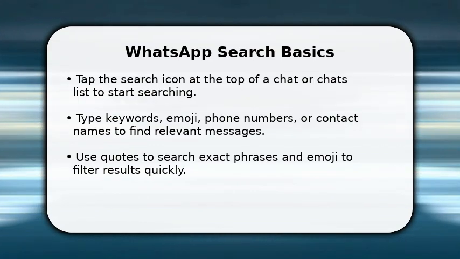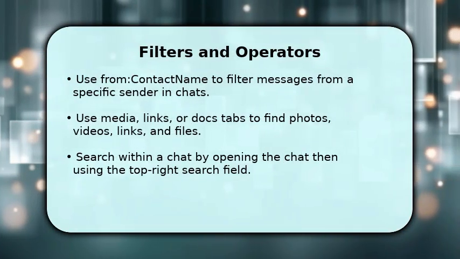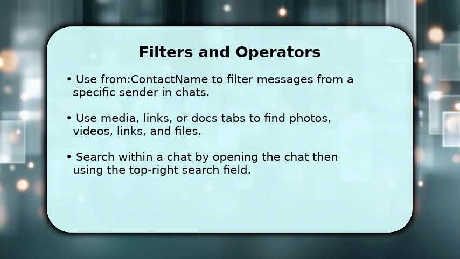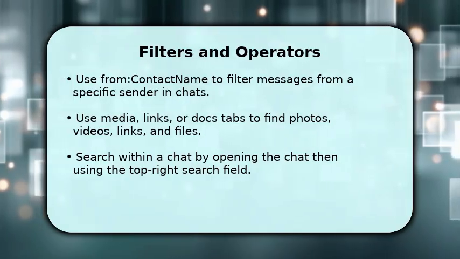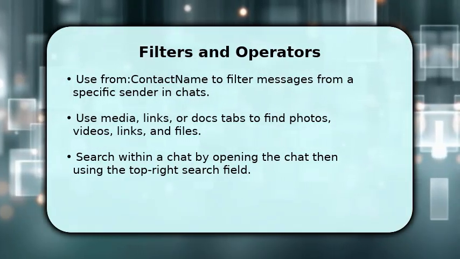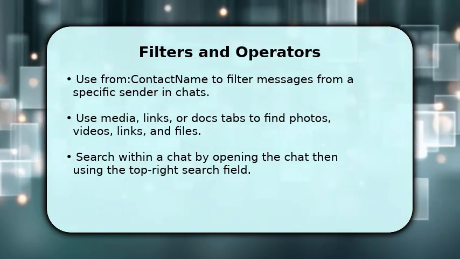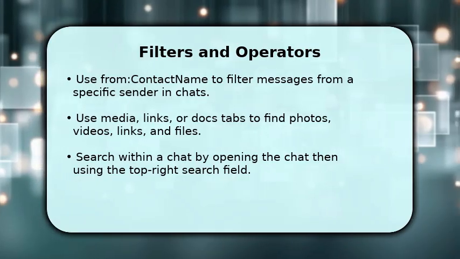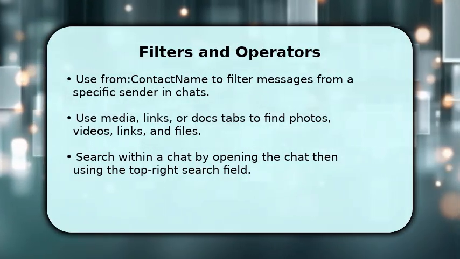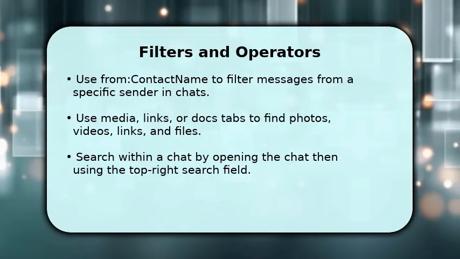Use the from operator followed by a contact name to filter messages from one sender. Enter from John to show messages sent by John inside the active chat or global results. Tap the media, links, or docs tabs to isolate photos, videos, links, and files posted in a chat within seconds.